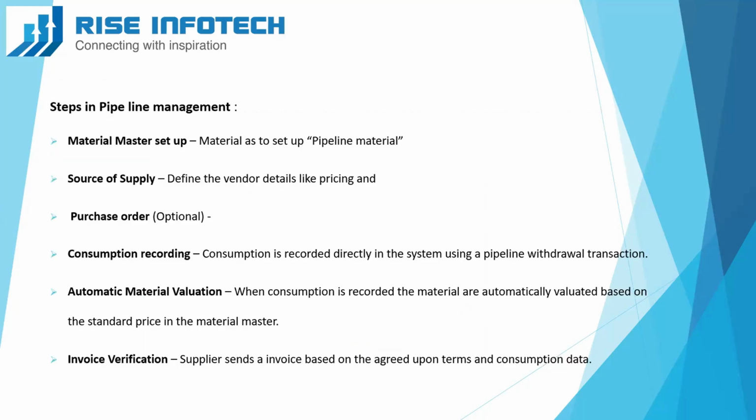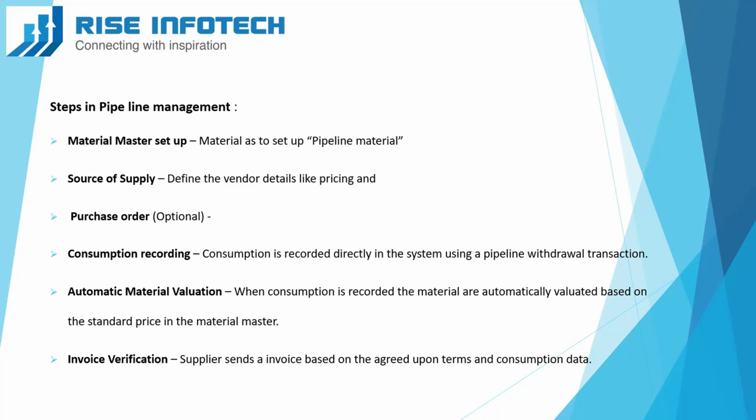So what are the steps to do the pipeline process? First, we need to create the material master setup. The material has to be set up as a pipeline material. Source of supply: define the vendor details like pricing and other details. And the purchase order is optional. A purchase order is not necessary in the pipeline procedure.